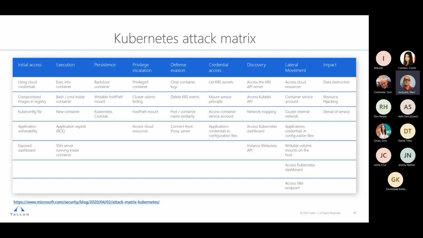And you can read this. I'm not going to mention everything, but you can see here, it targets a kubeconfig. It's going to use a new container. It's going to try to create cron jobs to be persistent. It's looking at escalating through a host path mount, right? Defense evasion, it's looking at container name similarities, network mappings for discovery, cluster internal network for lateral movement. You know, it could cause a denial of service. All of these things. There's a whole reference article here on how it works.